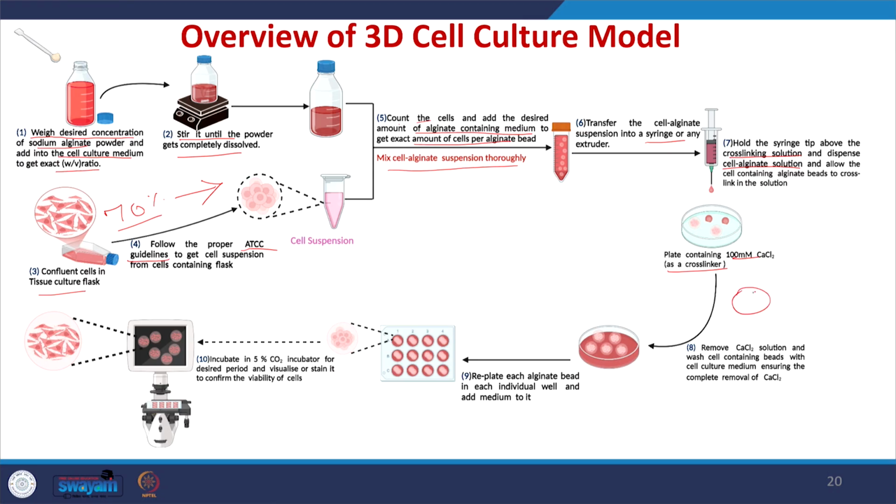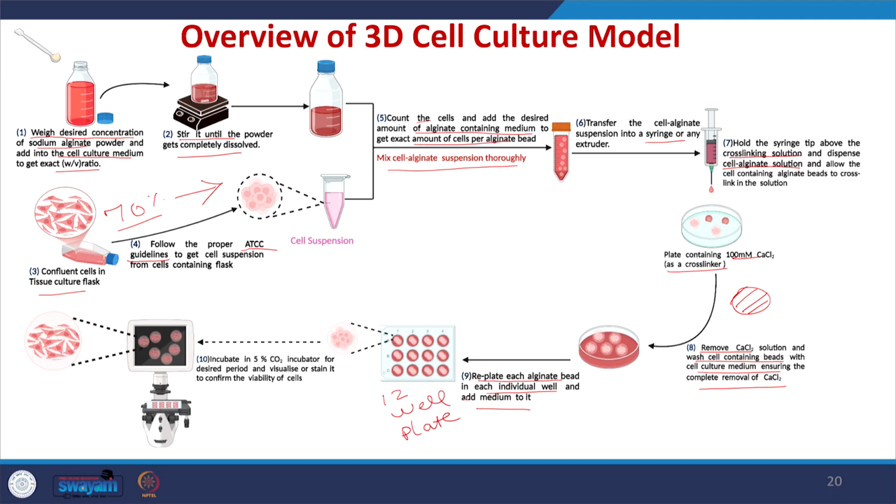So once you get the alginate beads, remove the calcium chloride solution and wash the cells containing beads with cell culture medium. Make sure that the complete calcium chloride is removed. Then you can replate each alginate bead in each individual well and add medium to it. So for that we have to use the 12 well plate.